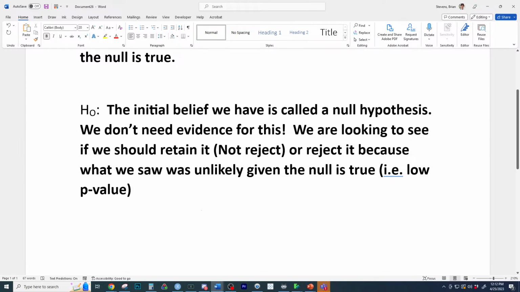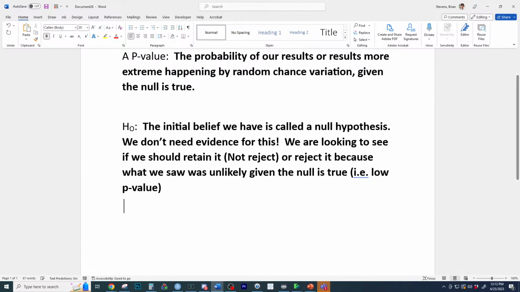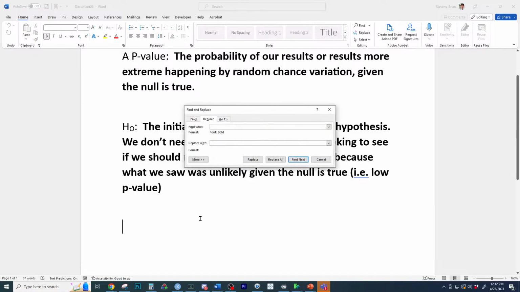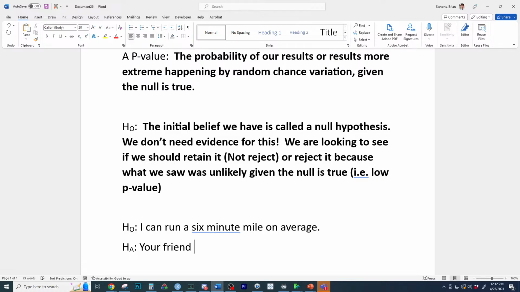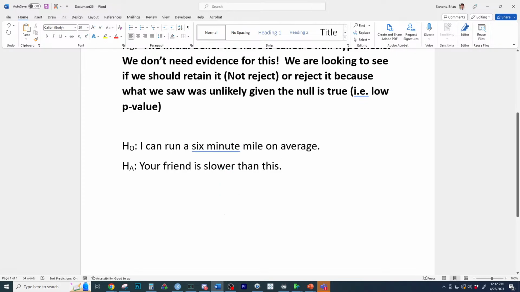Now, here's where I hope we can start to show some examples and think about how this applies when we do this. Because we might have someone with a null hypothesis. Your friend says to you, I can run a 6-minute mile, 6-minute mile on average. You want to show evidence, I should say, your friend is slower than this. So in terms of writing it out right here, it's going to look like this.